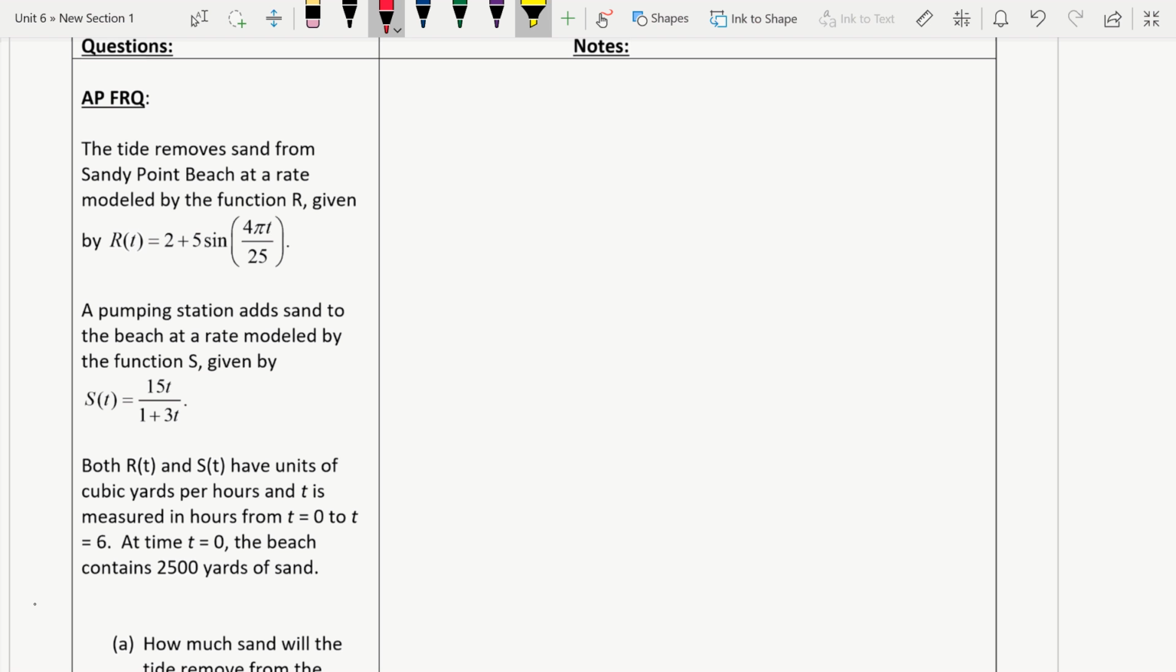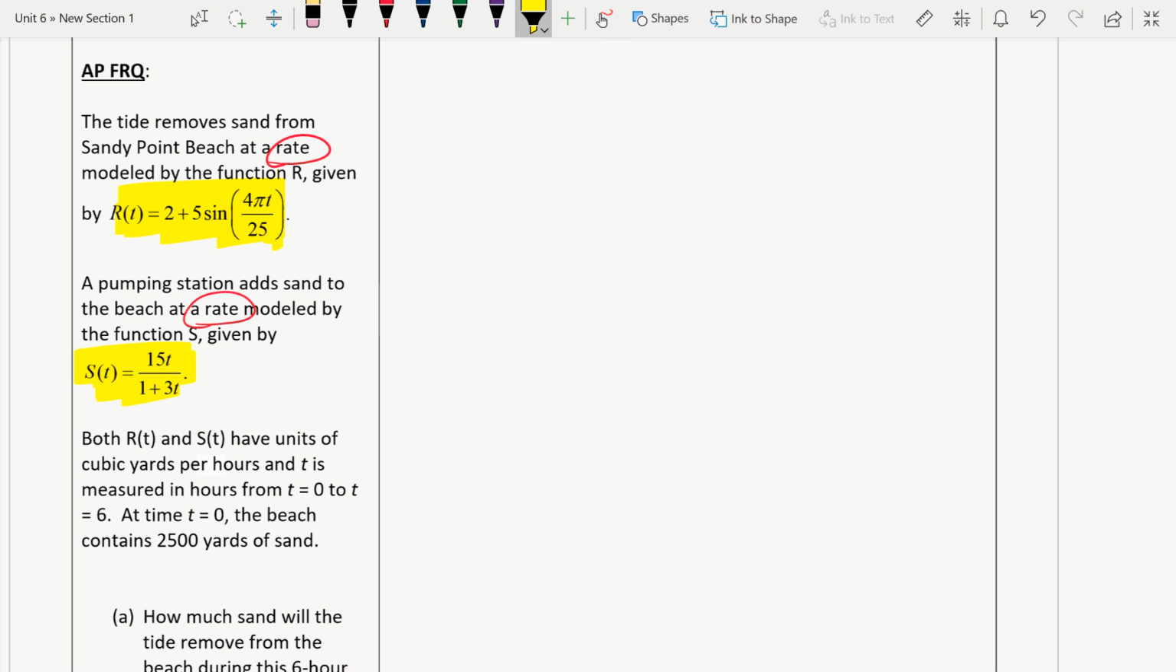As I'm reading through this, I see a couple of things. I see two functions, each of which is a rate function, so they are like something else's first derivative. If I want to find an amount, I'm probably going to have to integrate. Additionally, I see an initial condition. So if I ever have to find a total amount, I need to make sure I'm incorporating that.